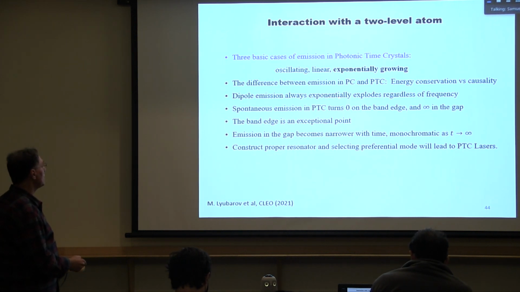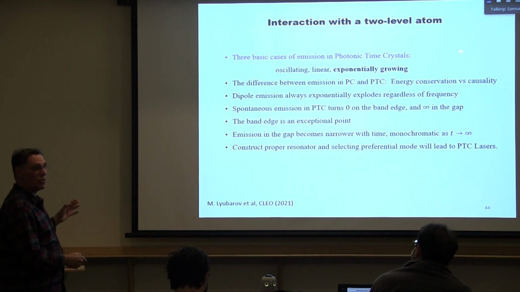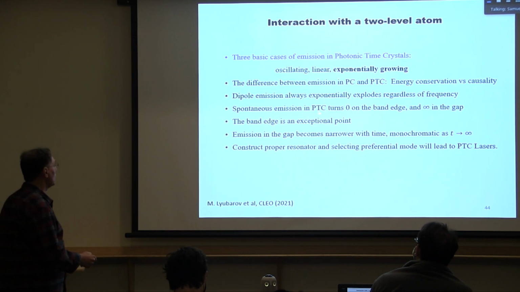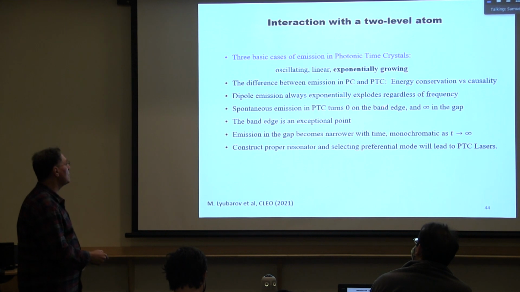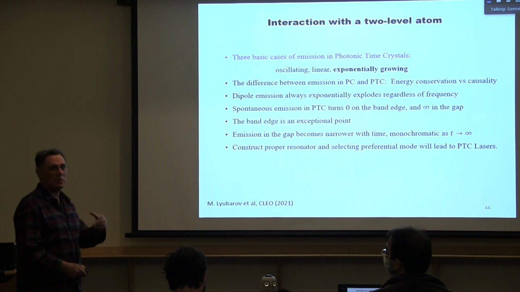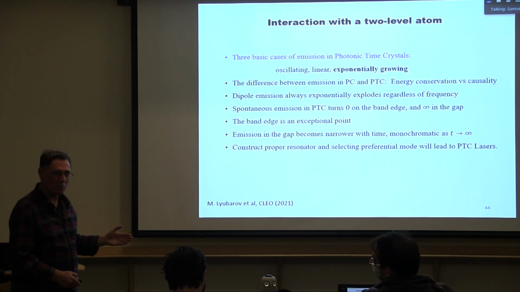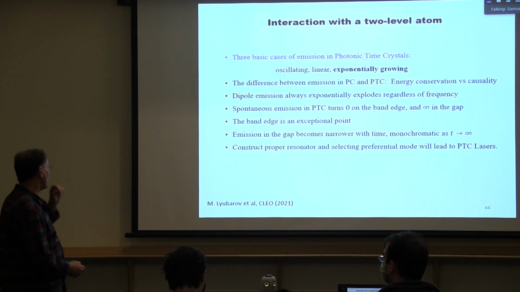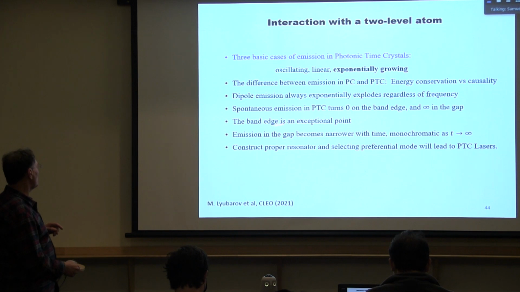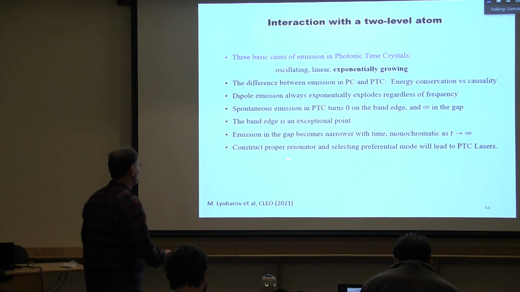The very fact that energy conservation does not restrict us allows for exponential amplification. Dipole emission always exponentially explodes regardless of frequency in all the directions of the band gap. No phase matching, and you don't need to be on the dispersion curve. Spontaneous emission in a photonic time crystal tends to be 0 on the band edge and infinite in the gap. So that immediately says there must be an exceptional point. You are right, there is an exceptional point. The band edge is an exceptional point. Emission in the gap becomes narrower with time, monochromatic when time goes to infinity.